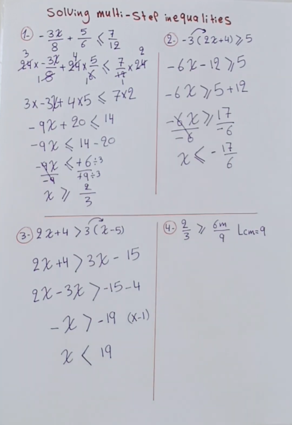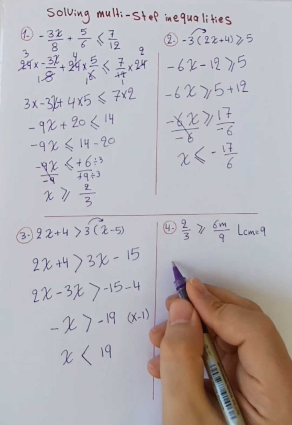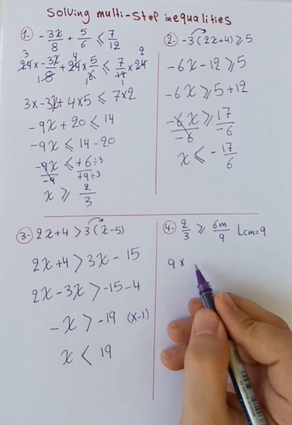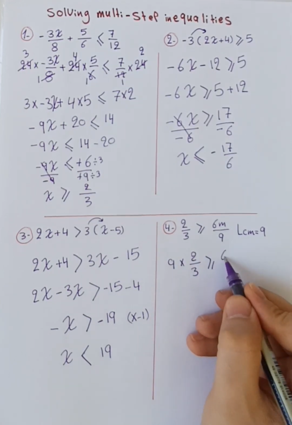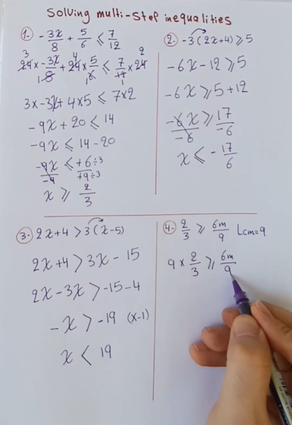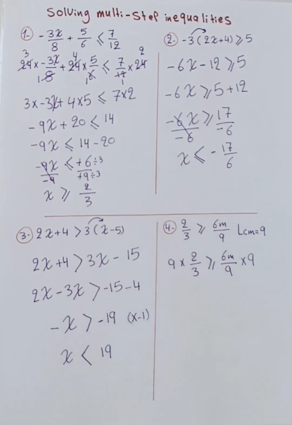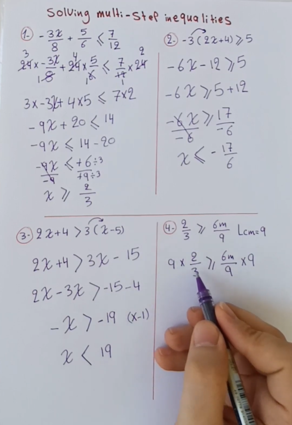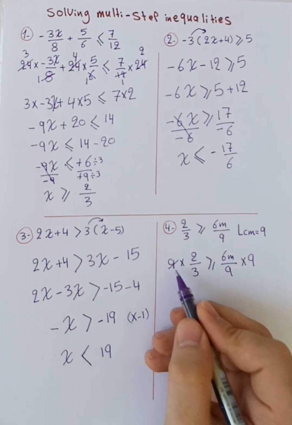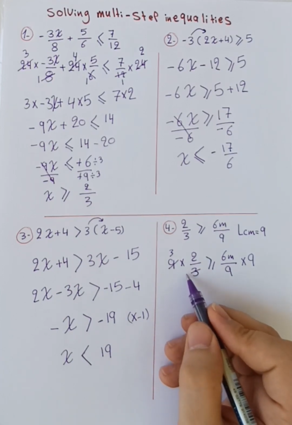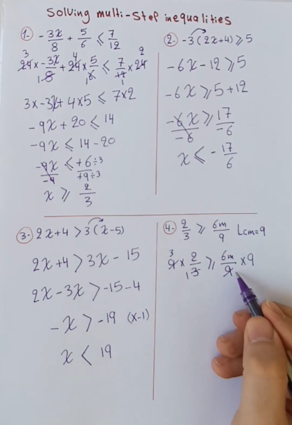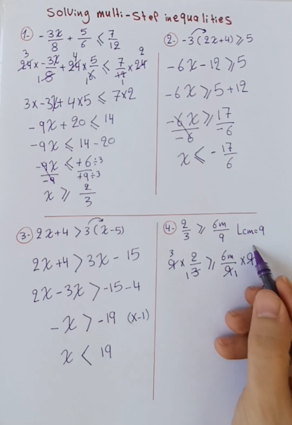After that, we have to multiply both sides by 9. So you have 9 times 2 out of 3 greater than or equal to 6m out of 9 multiplied by 9. So 9 divided by 3 is 3, 3 divided by 3 is 1, 9 divided by 9 is 1, and 9 divided by 9 is 1.